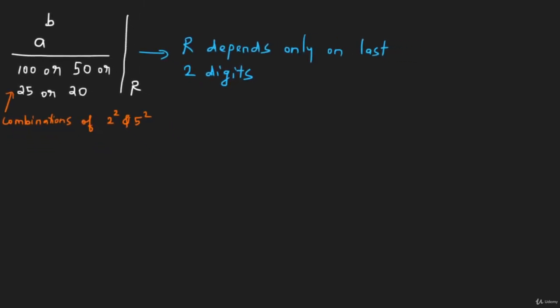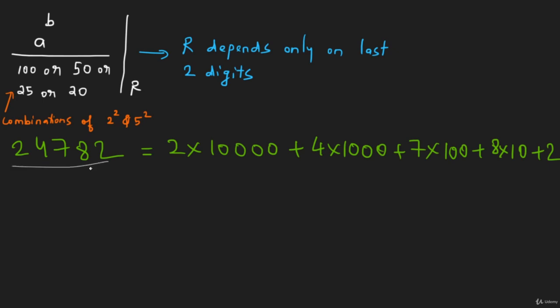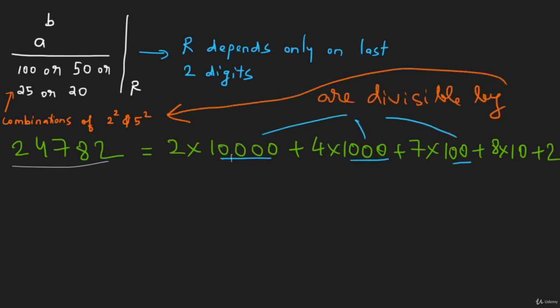Say you have a number 24782. The expanded form of this number is 2 into 10,000 plus 4 into 1000 plus 7 into 100 plus 8 into 10 plus 2, right? Now you can observe that 10,000, 1000 and 100 are divisible by all these numbers, right? They are divisible by 2 square and 5 square. If you take any combination of it, it will be divisible by them.